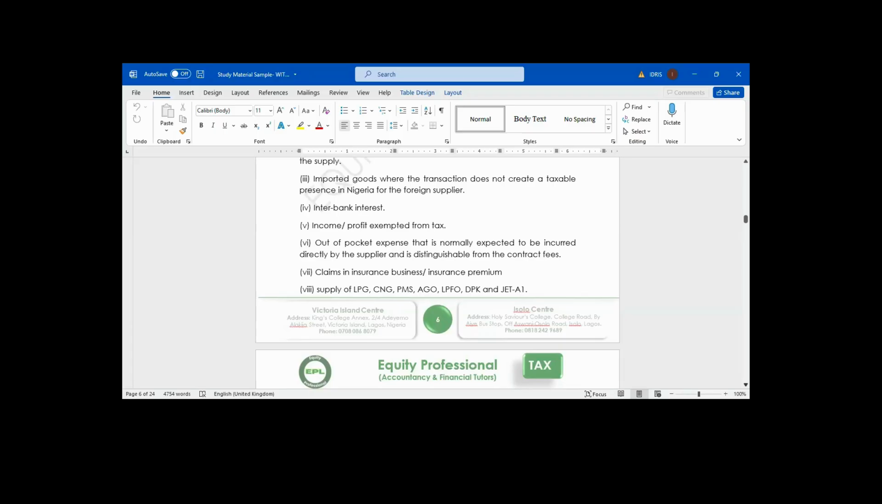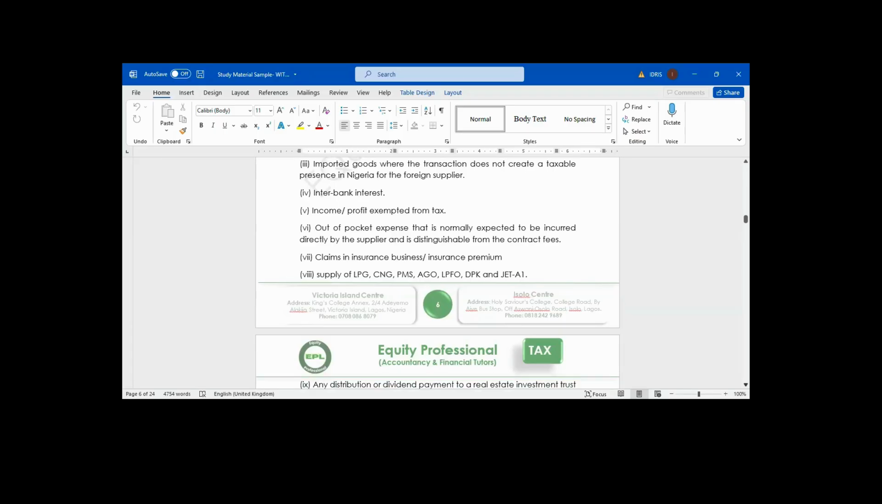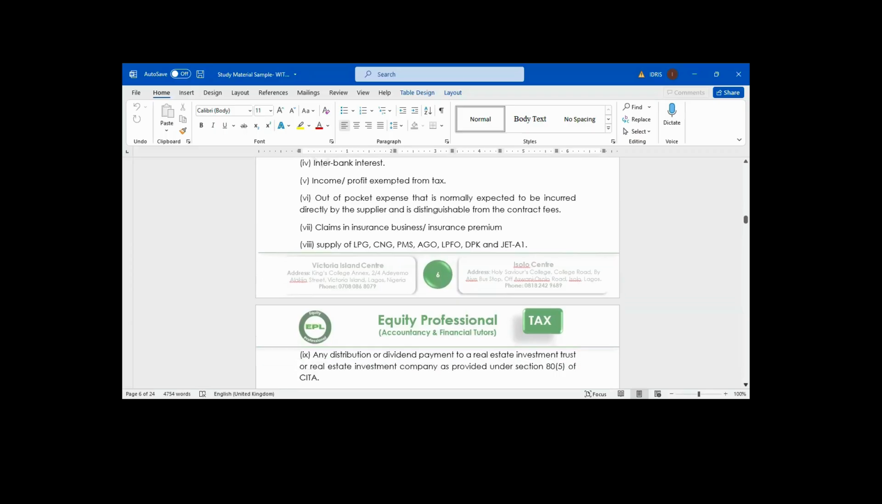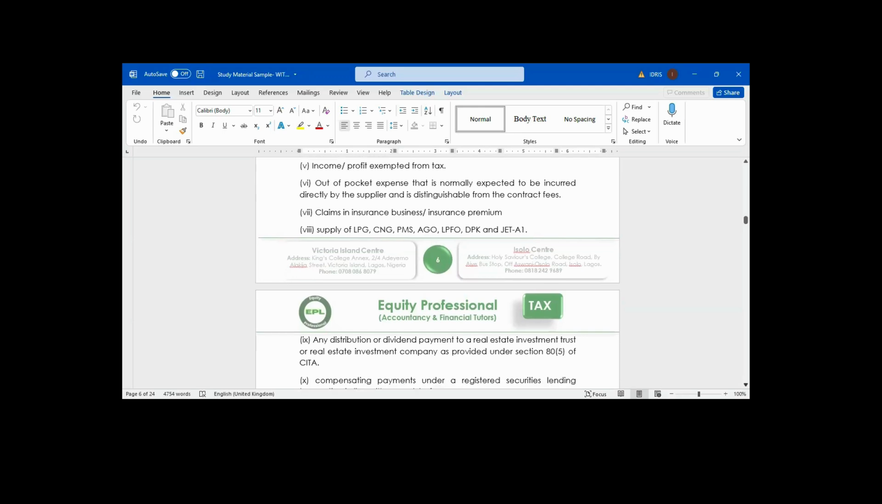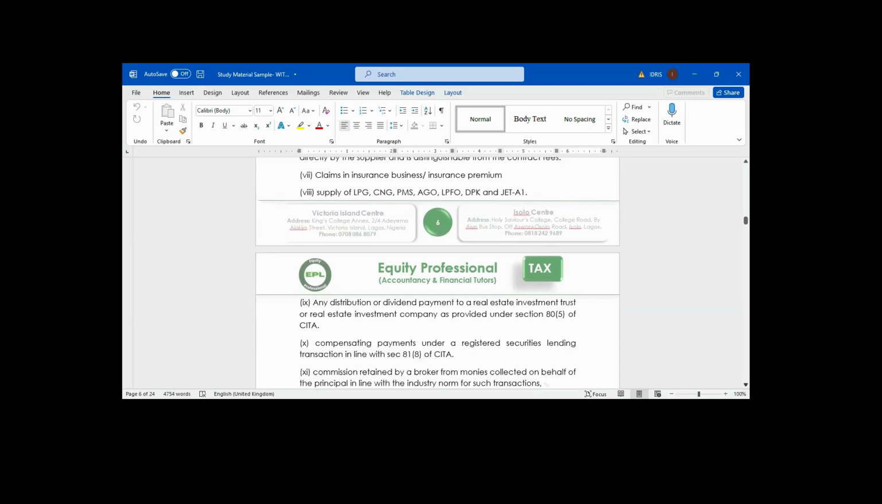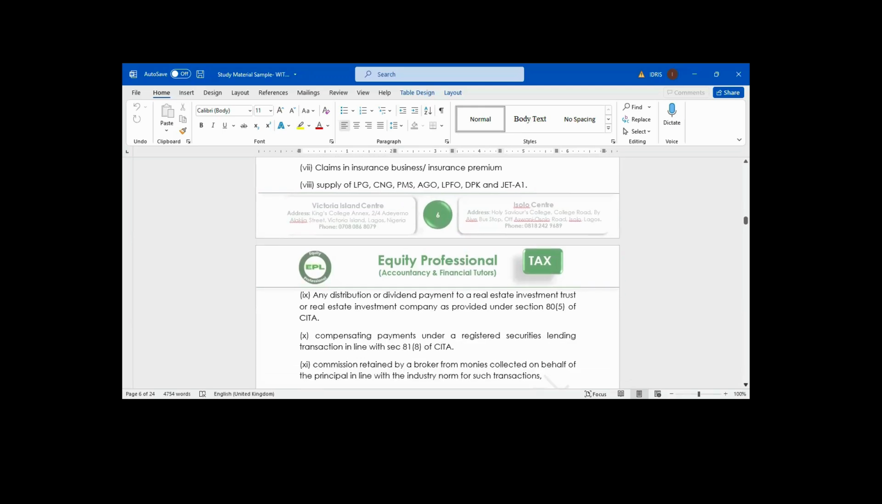Another one is insurance claim or insurance premium. If you pay insurance premium or you receive an insurance claim, you cannot deduct withholding tax. Insurance company, if they pay insurance claim, they cannot deduct withholding tax. If you pay them insurance premium, you cannot deduct withholding tax.